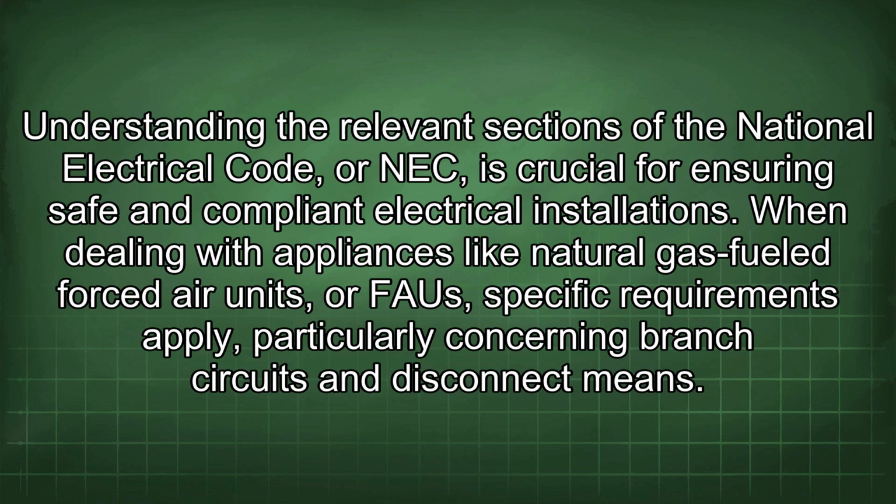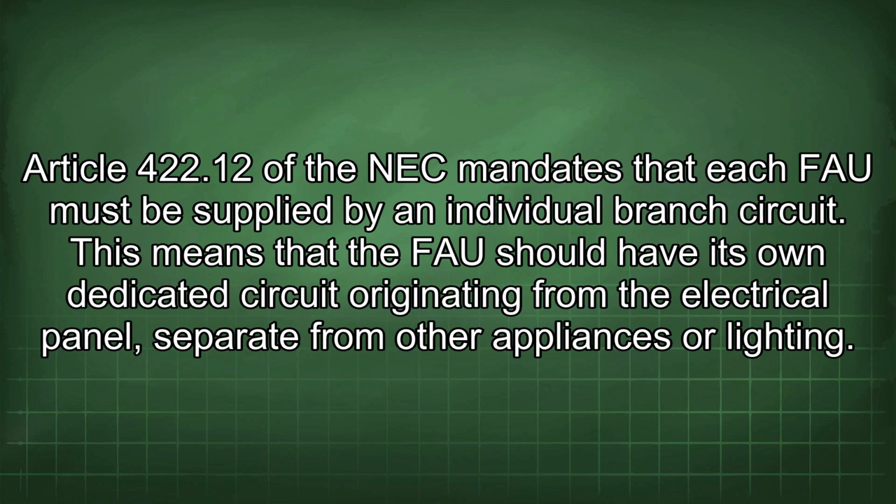Understanding the relevant sections of the National Electrical Code, or NEC, is crucial for ensuring safe and compliant electrical installations. When dealing with appliances like natural gas-fueled forced air units, or FAUs, specific requirements apply, particularly concerning branch circuits and disconnect means. Article 422.12 of the NEC mandates that each FAU must be supplied by an individual branch circuit.